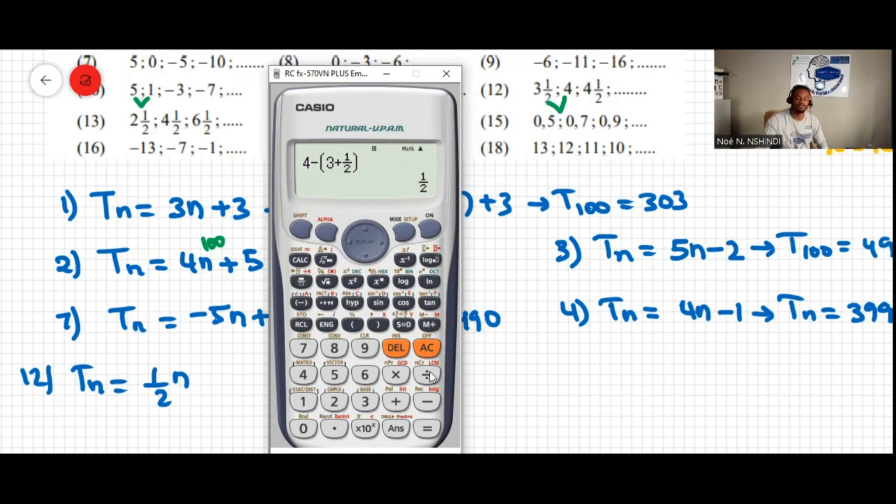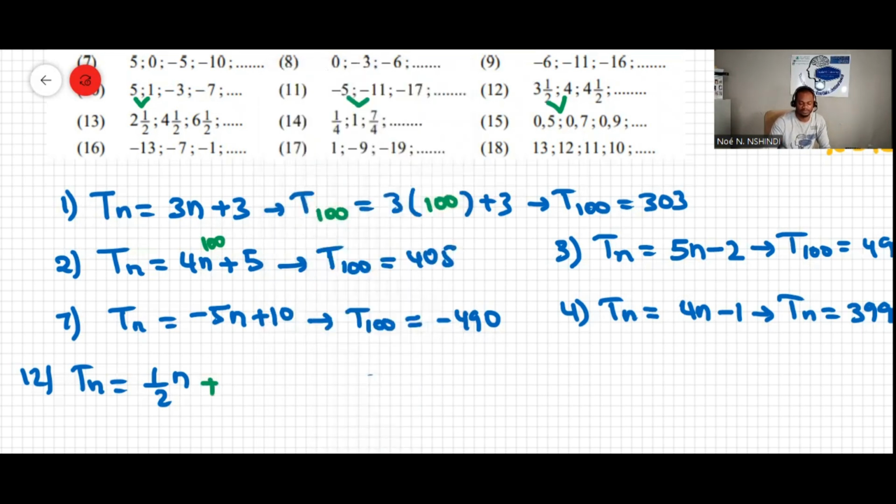So I say a half, and now if I have a half, I need to get 3.5. I said the first term here is 3.5, sorry, not 4, but 3.5. I already have a half. To get 3.5, I need to plus 3 to it, okay? So I'll say here plus 3. That's question 12.